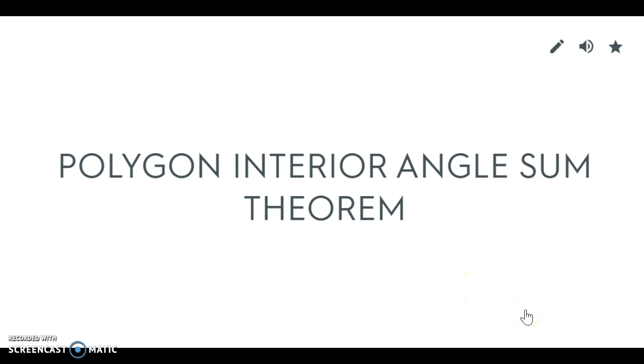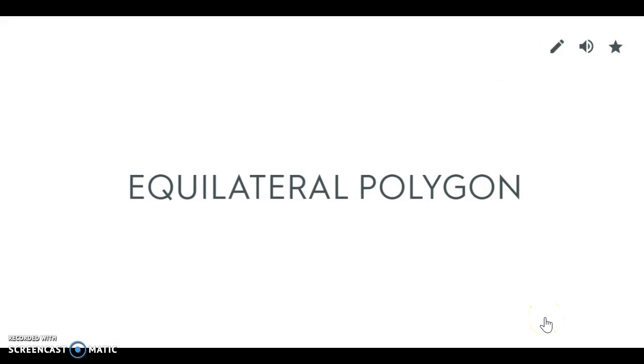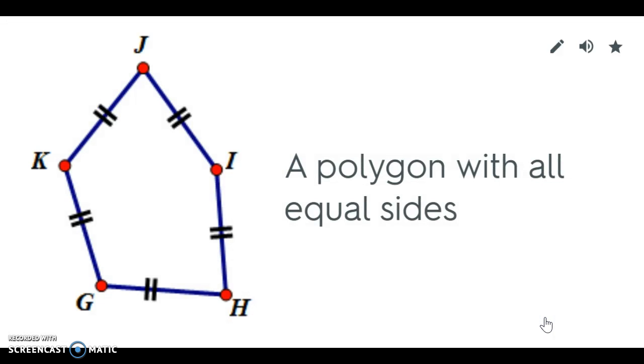Polygon interior angle sum theorem. This tells you it's a formula that will give you the sum of the interior angles of any polygon. And that is n minus 2 times 180. So it's the number of sides minus 2 times 180. An equilateral polygon, well, you know equilateral from equilateral triangles. Equilateral just means that it has equal sides. So an equilateral polygon has all equal sides.